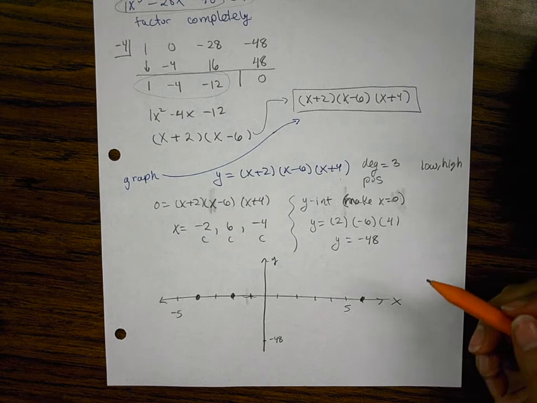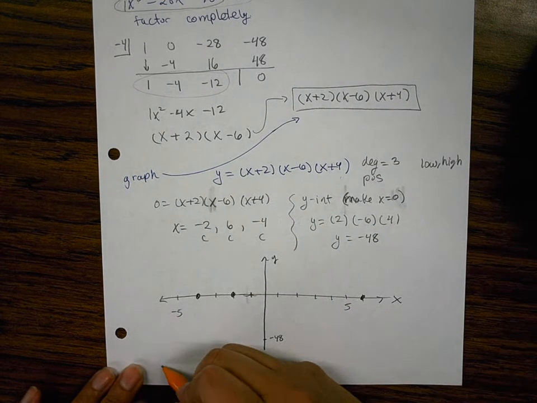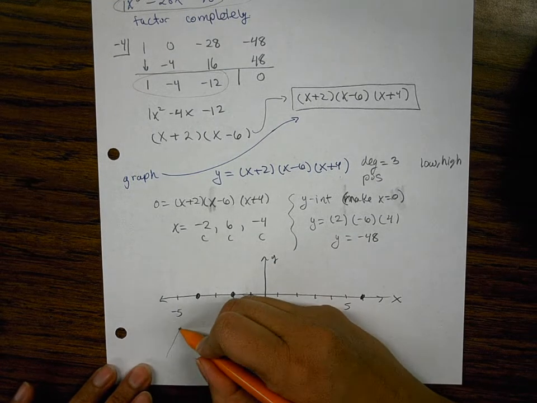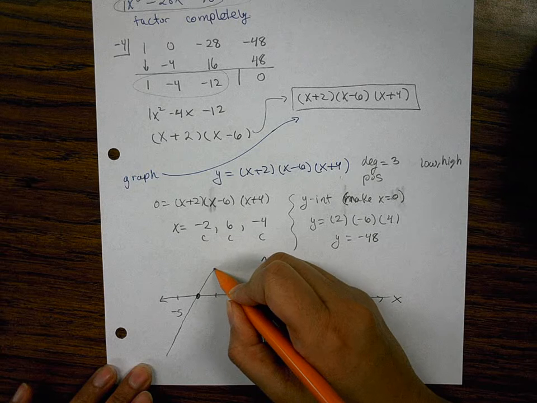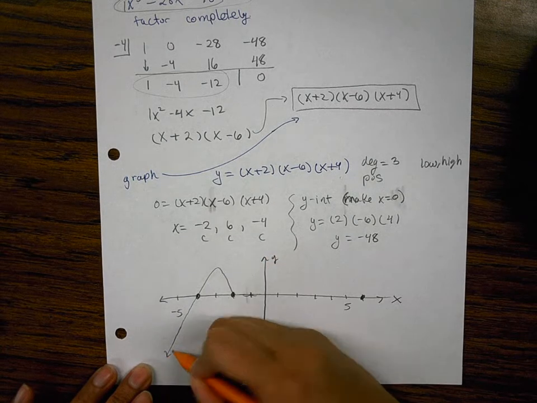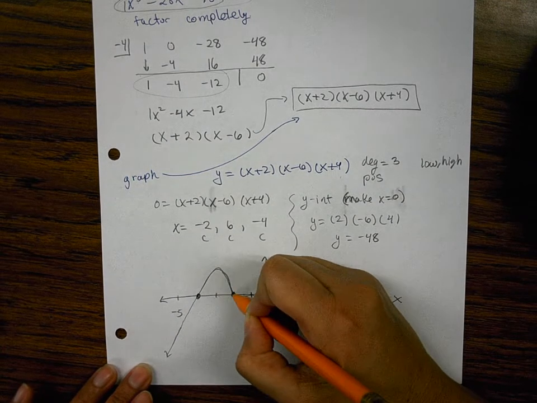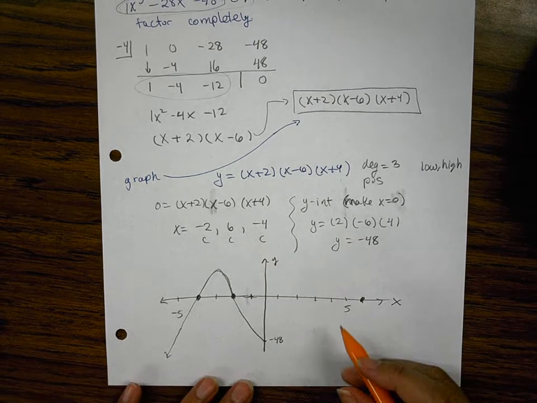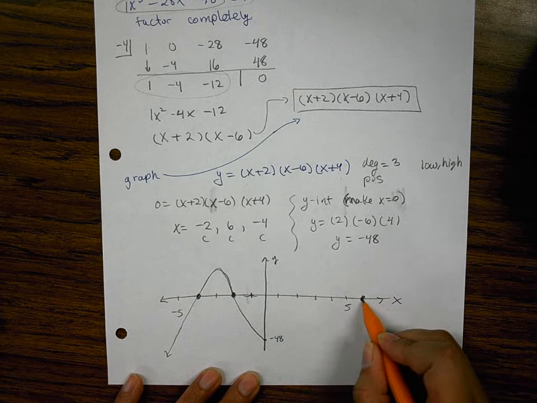All right, I start low on this bottom part, and I have these two x-intercepts to cross, not bounce. So I come up. I don't know how high I go, but I know I come back down to hit that intercept. And when I come down, I do know how low to go. I know to hit that -48, and then I have to come back up to cross that one.